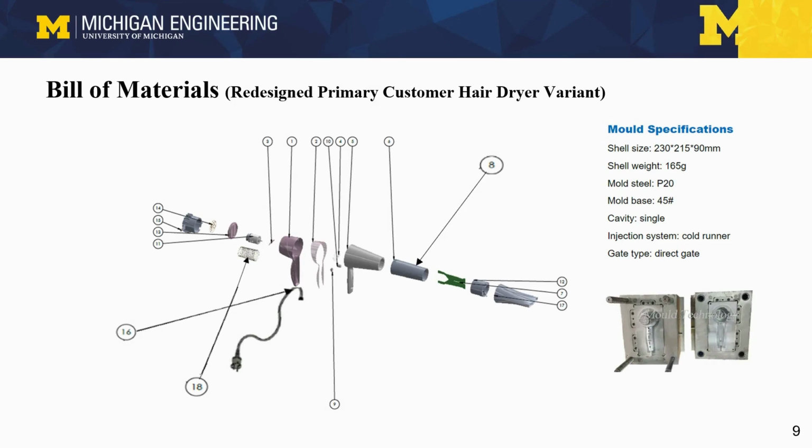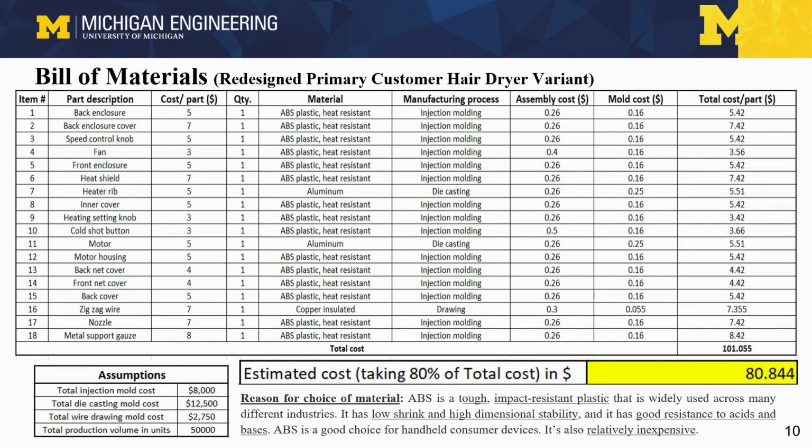I'm going to be talking about the bill of materials. We have designed two variants, one for the primary customer who wants to dry his hair very fast and one for the professional salon use. Below is the explorer view for our primary customer, and the right hand side details out the mold specifications as most of our parts are injection molded. The bill of materials is calculated on the basis of assumptions that are listed below in the table.